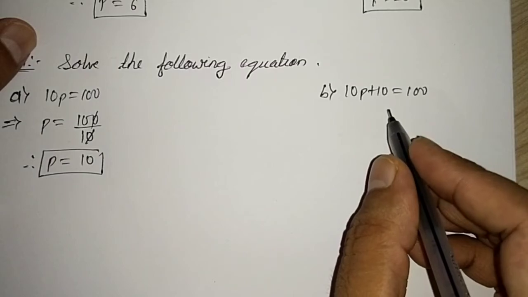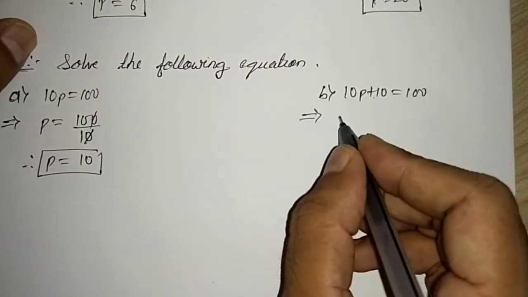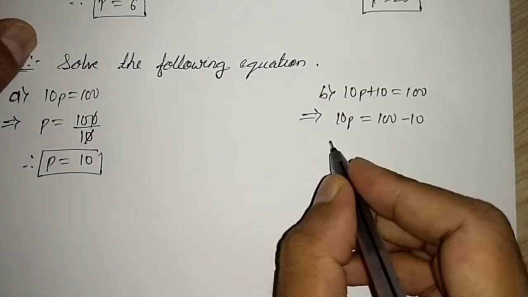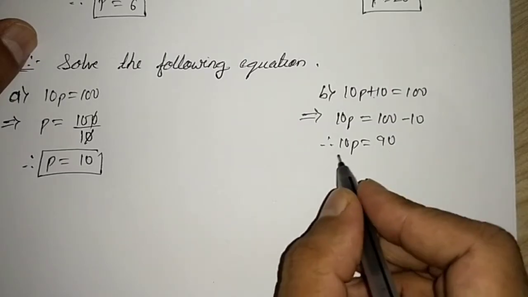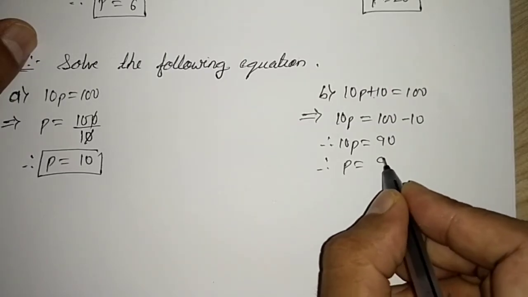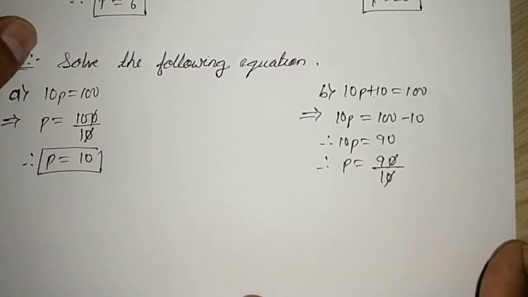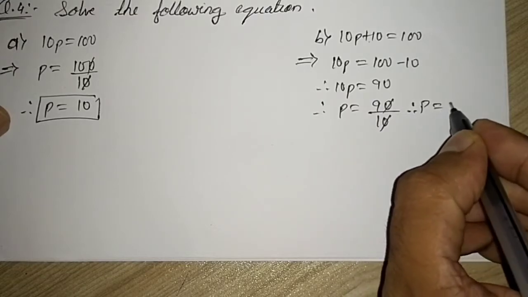Part B, 10p plus 10 is equal to 100. Transposing plus 10 to RHS, so we will get 100 minus 10. Therefore 10p is equal to 90. This is in multiplication, we will divide. Transposing 10 to RHS, so we will get p is equal to 9.